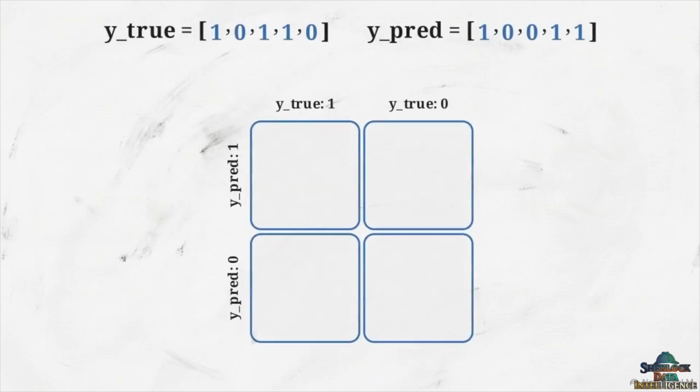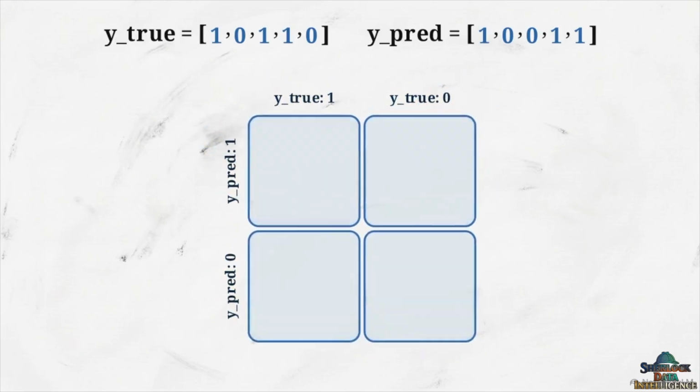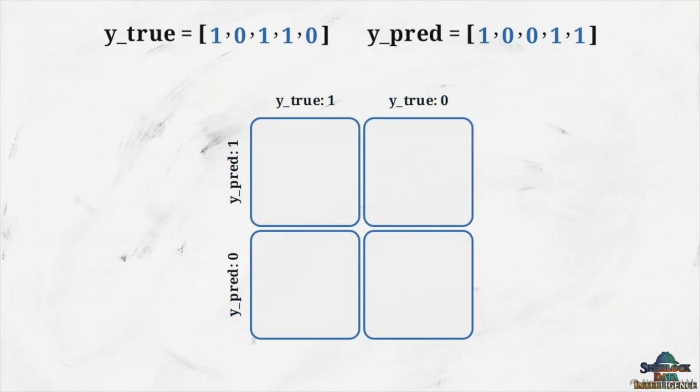Let's lock this in with a quick exercise. Pause the video. Look at these two brief arrays, the true labels on the left and the model's predictions on the right. Manually sort these 5 predictions into the empty 2x2 grid. Let's map them together. The first pair is a 1 and a 1. That's a true positive. Then a 0 and a 0, a true negative.